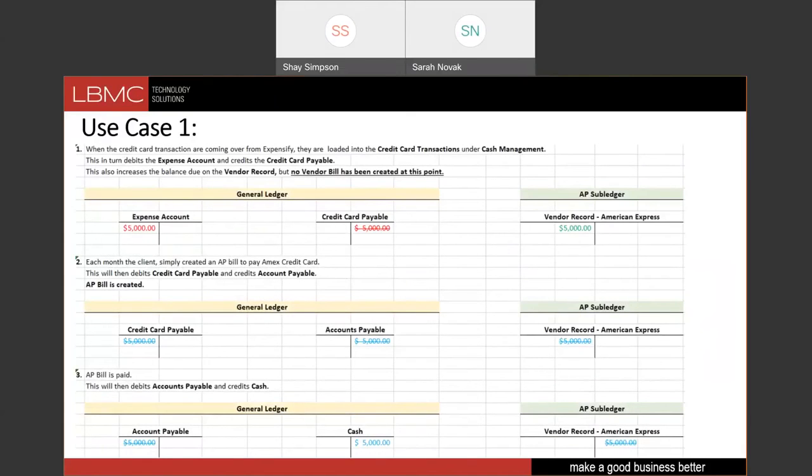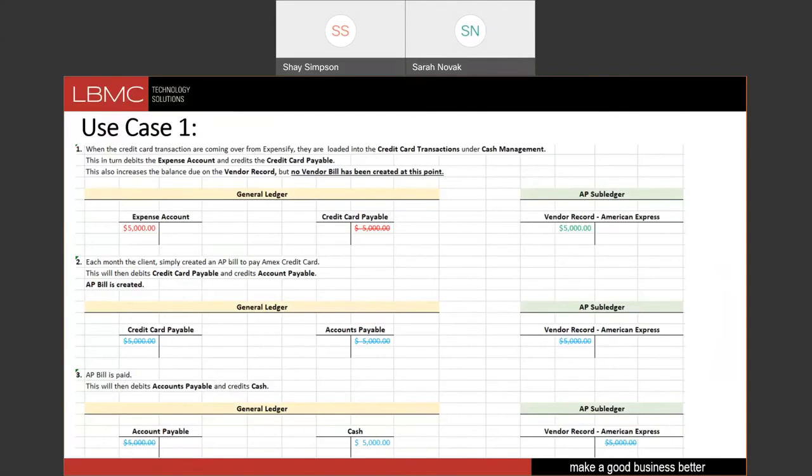So again, what were we seeing happen? When we looked at the transactions, and these transactions actually went back to 2017, we were seeing, okay, back in 2017, what happened? The charges were coming over from Expensify, they were debiting the expense, and they were crediting the credit card payable. And it was increasing the balance on our vendor record, not even necessarily each month, but for each transaction period, okay?